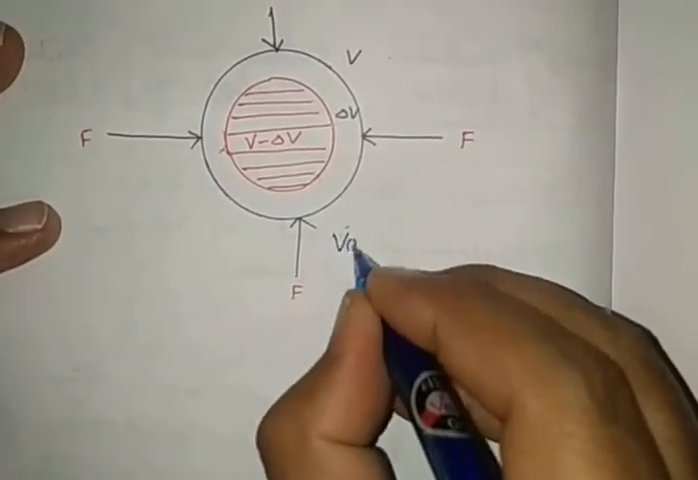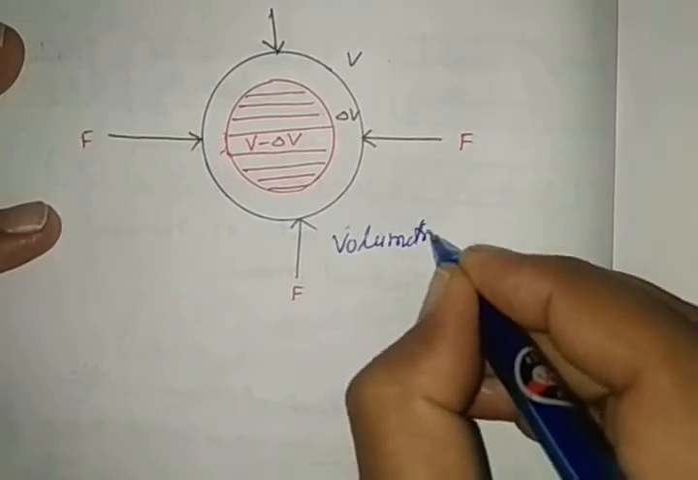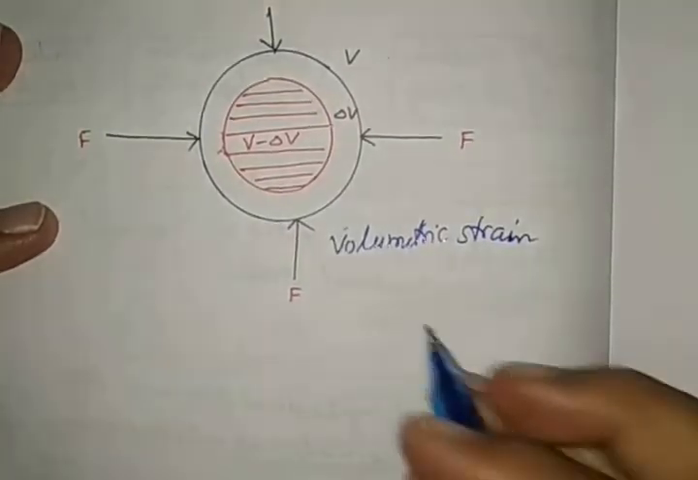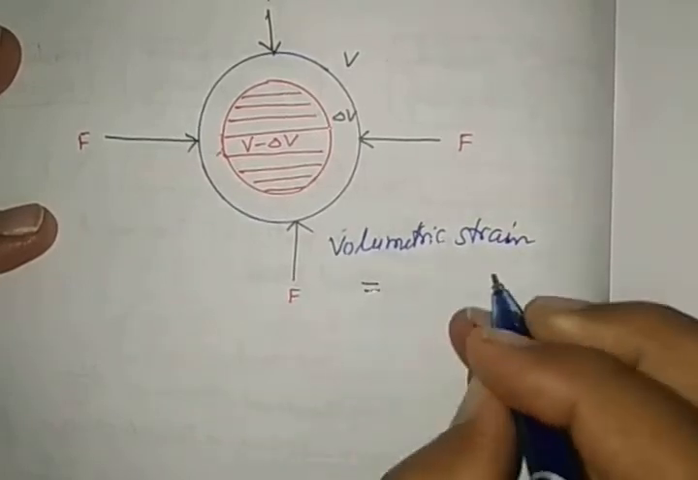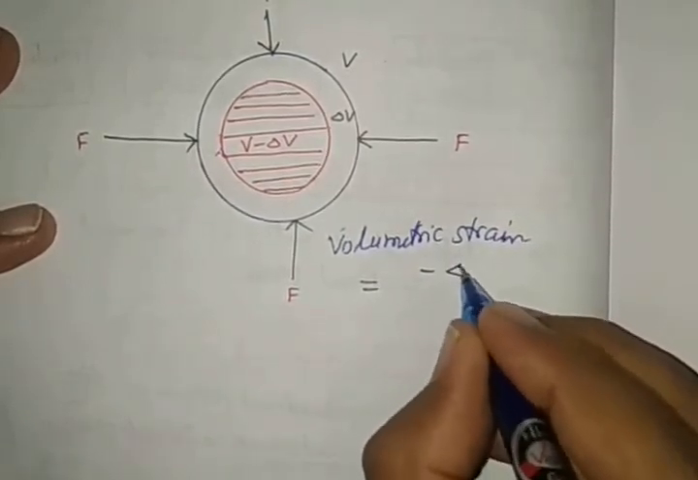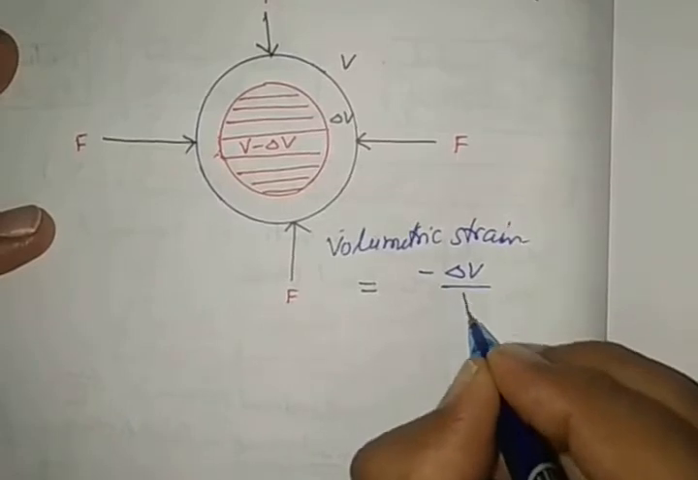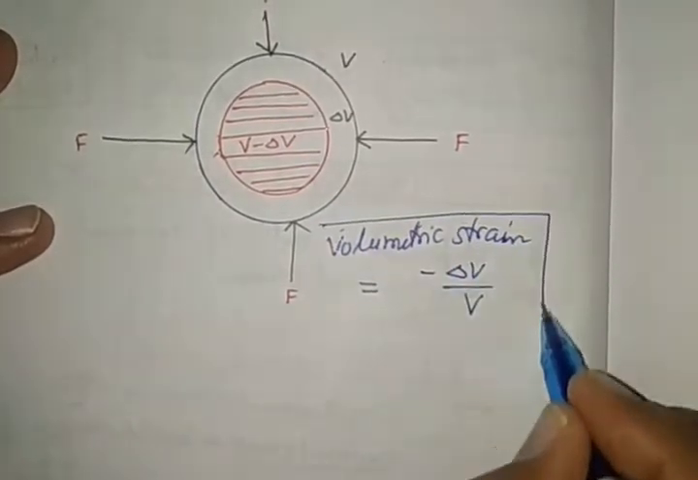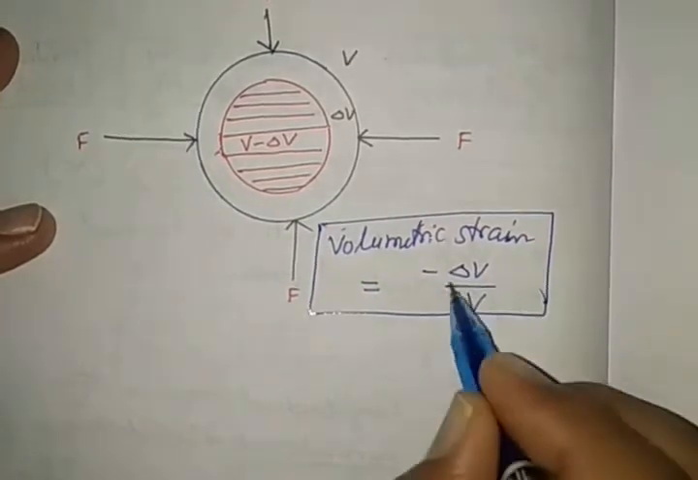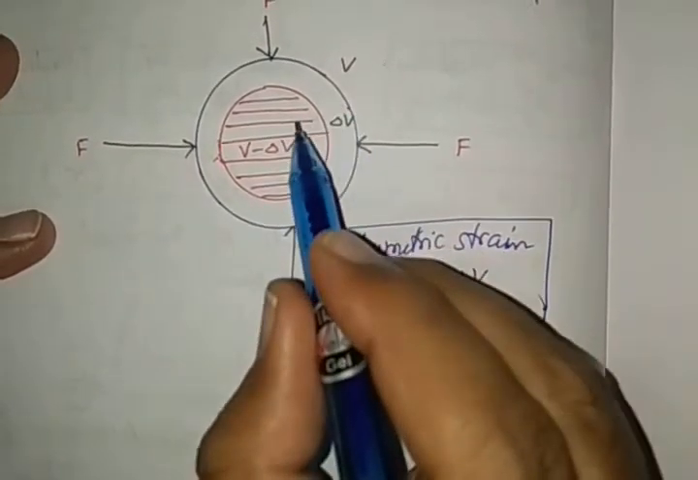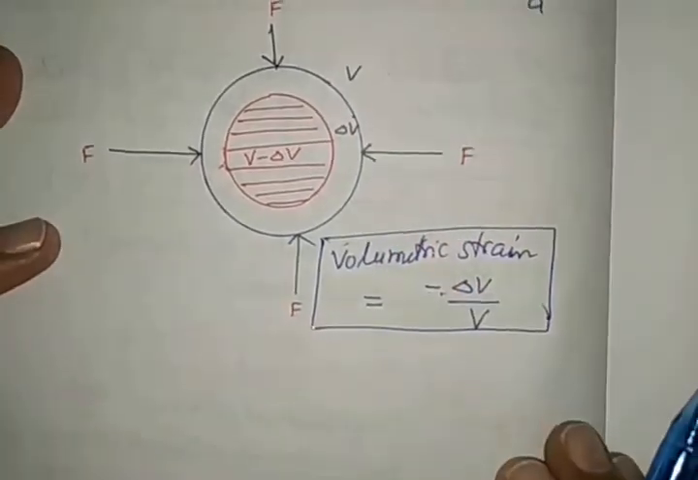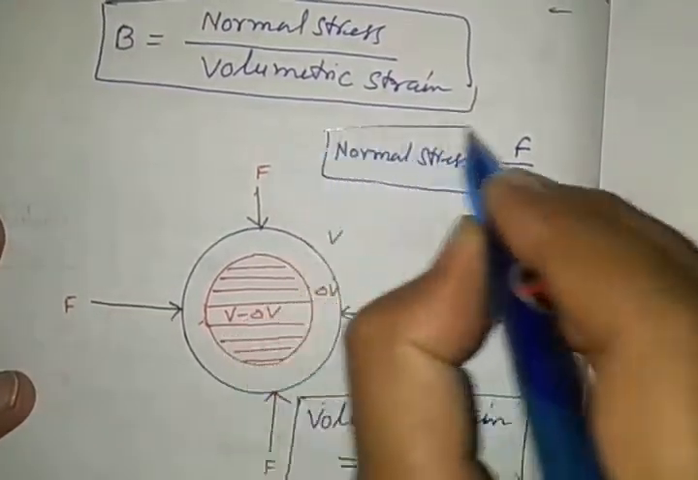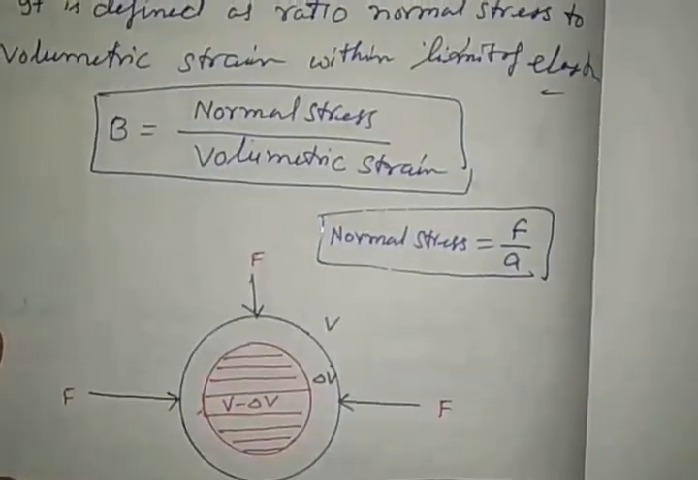Volumetric strain is given by this formula: minus delta V by capital V. See, this is the second one. Why is it a minus? Because volume decreases when we apply force on a body. So we want to keep both these values in the formula.